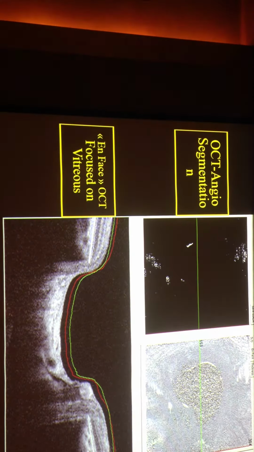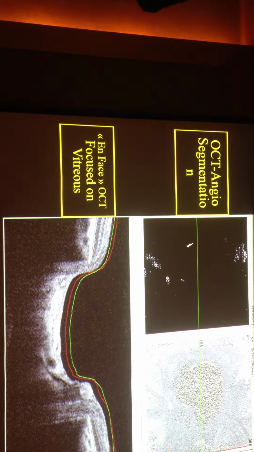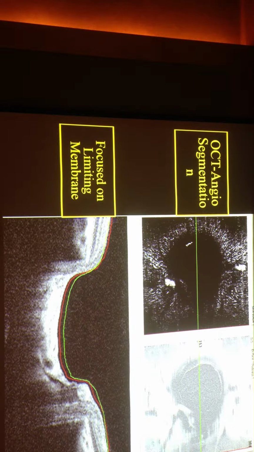And if we do the same thing as in the previous slides, focusing the segmentation on the periphery of the optic nerve, you can see that we have no flow in the vitreous. So we can go deeper with the segmentation. You can see that we are just on the limiting membrane, and you can just see the beginning of the structures on the surface of the retina.